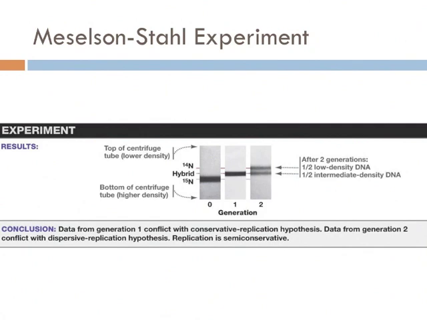This was inconsistent with the dispersive replication, which would have resulted in a single density, rather than the intermediate density of one generation cells, but still higher than cells grown only in a nitrogen-14 medium, as the original nitrogen-15 DNA would have been split evenly among all DNA strands. The result was consistent with the semi-conservative replication hypothesis.